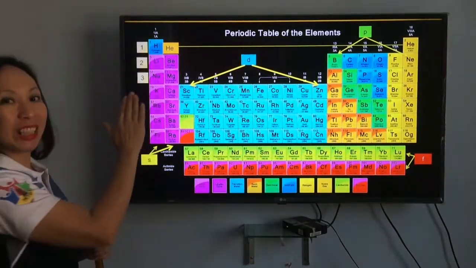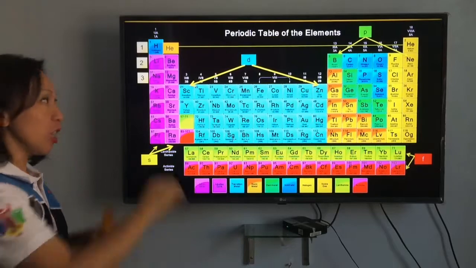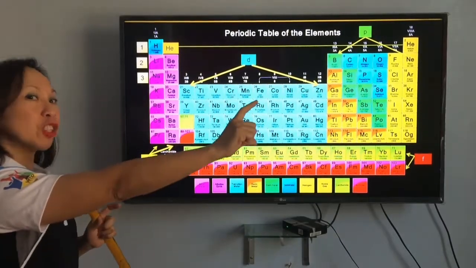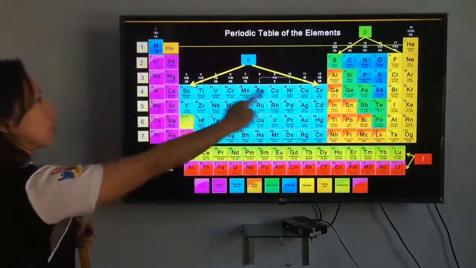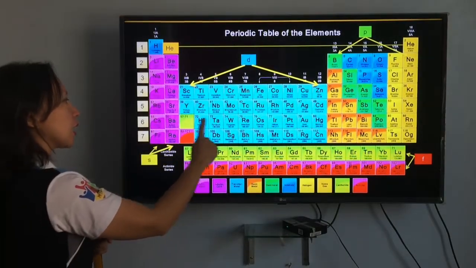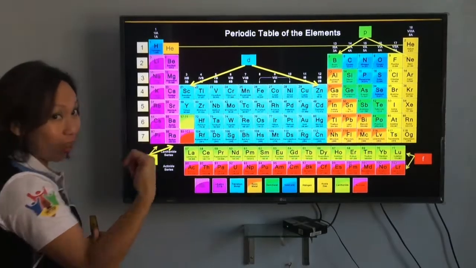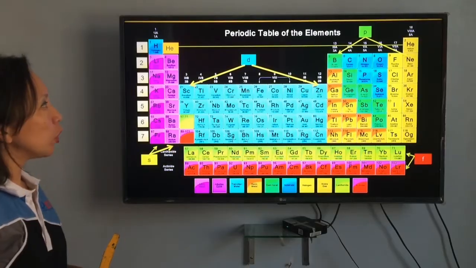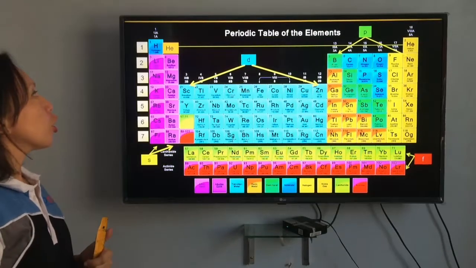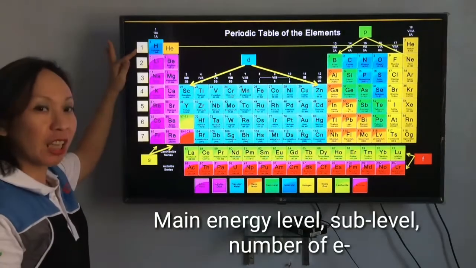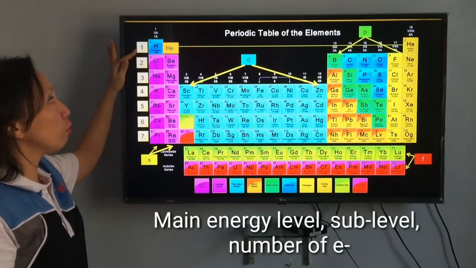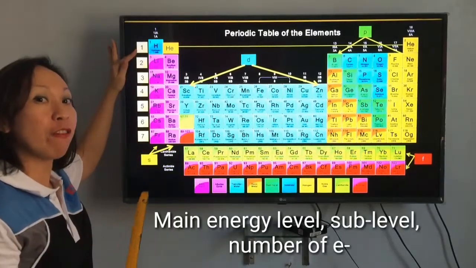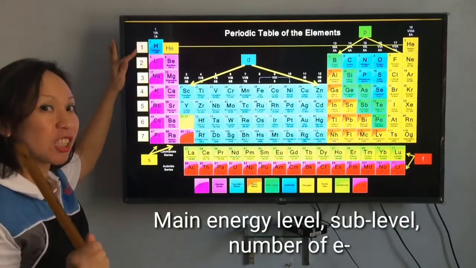Okay, so that's the pattern for the main energy level. Just look at the pattern horizontally, and then the fourth, fifth, sixth, and the seventh. Okay, so let's start. When doing the periodic table, when doing the electron configuration, we'll start first with the first energy level, followed by the sub-level it occupies, and the number of the maximum electrons it can hold.